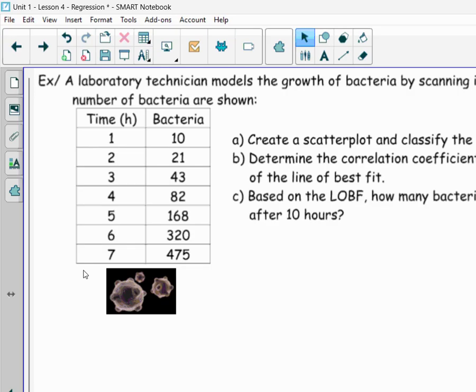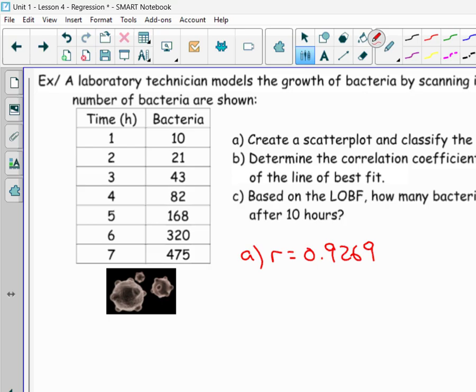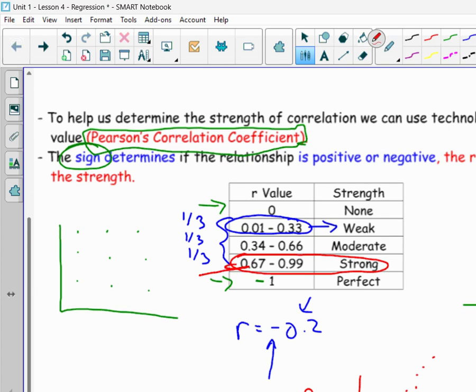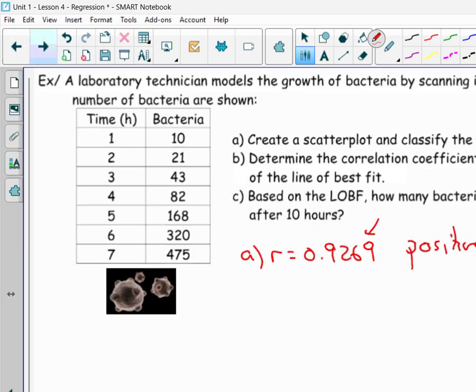So let's write that down. A, we did it. The R value was 0.9269. Okay. This is a positive correlation, went up to the right. And this number, 0.9269, fits into this interval right here. So that means it's going to be a strong correlation. Okay, so we did this part.